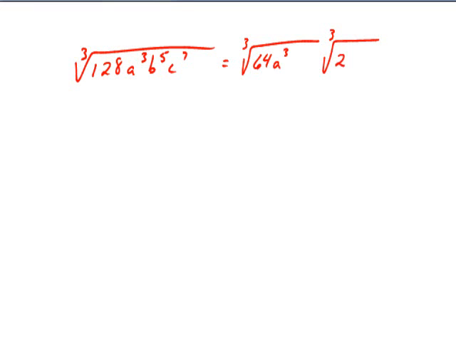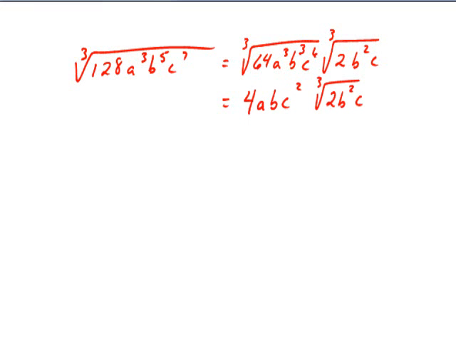B to the 5th. B cubed would be the largest perfect cube less than b to the 5th, so I can take out b cubed here, and I'm left with b squared in the other radical. C to the 7th, the largest perfect cube less than c to the 7th is c to the 6th, leaving me with a single c in the other radical. If I take these cube roots, I would have 4abc squared, the cube root of c to the 6th would be c squared, times what's left over, the cube root of 2b squared c.